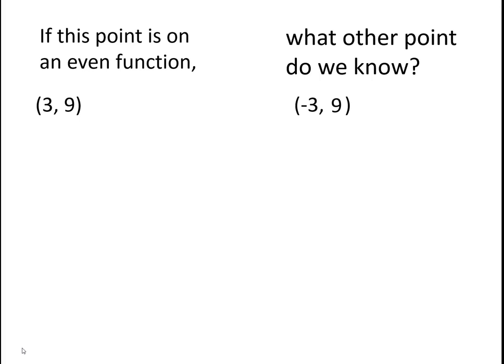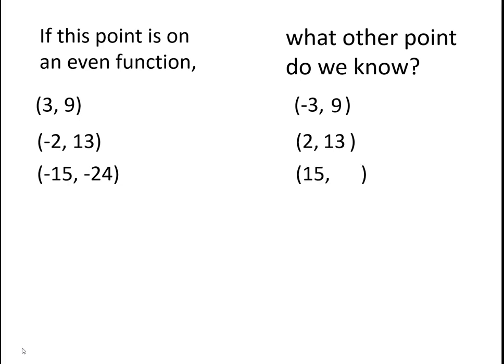If 3, 9 is on the function, negative 3, 9 is on the function. Negative 2, 13 is on the function, so positive 2, 13 is also on the function. If negative 15, negative 24 is on the function, then positive 15, negative 24 is also on the function. Opposite inputs, same output.